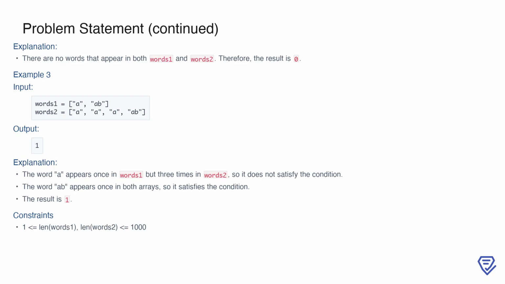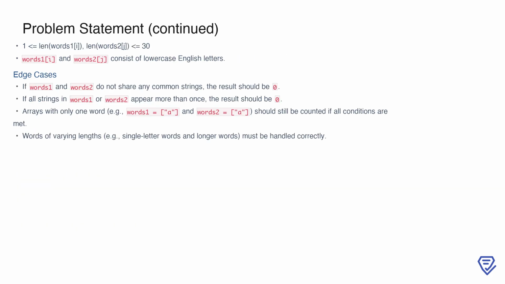These examples showcase how the problem focuses on identifying strings that appear exactly once in both arrays, while excluding strings that appear multiple times or are not shared at all. This problem also comes with a few constraints. The lengths of words1 and words2 can range from 1 to 1000, and each string within these arrays can have a length of up to 30 characters. All strings consist solely of lowercase English letters.